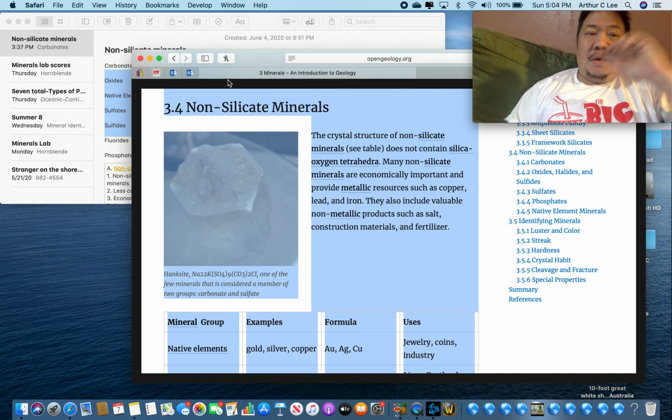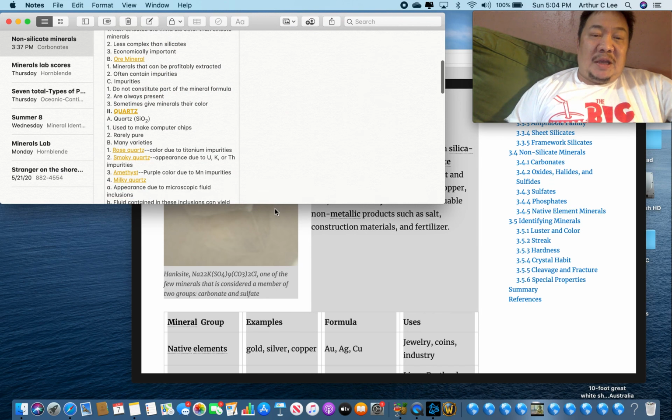I mentioned before that silicate minerals have silica and oxygen in them, so you should be able to identify them based on their chemical composition. Any mineral that has Si and O in it, such as quartz, is going to be a silicate mineral.